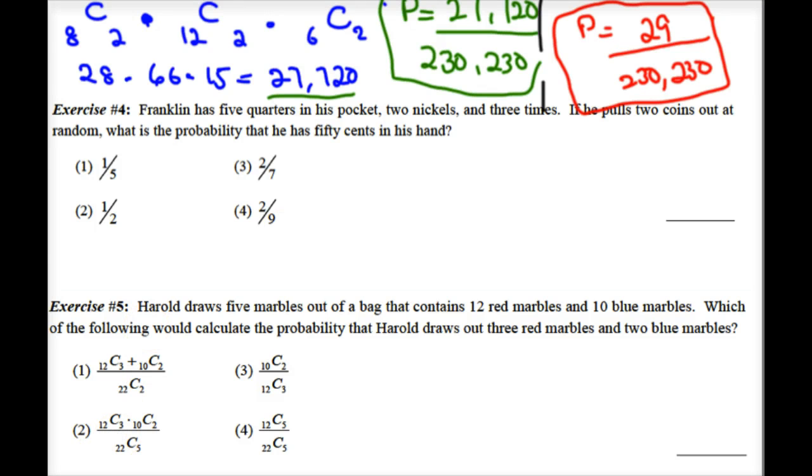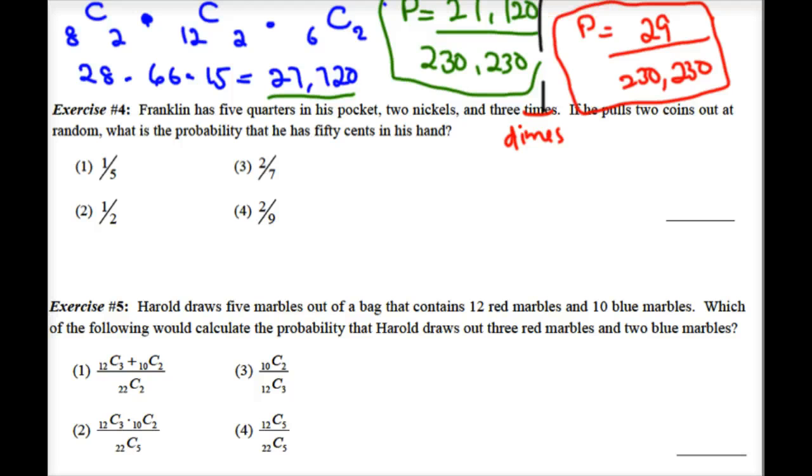Again, Franklin has 5 quarters in his pocket, 2 nickels, and 3 dimes. This should be dimes, not times. If he pulls out 2 coins at random, what is the probability that he will have 50 cents in his hand?